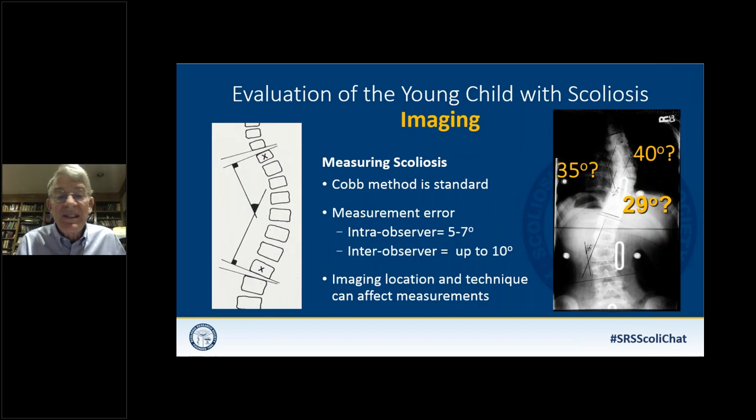And then, as Dr. Vitale talked about, the standard way we measure it is the Cobb method, where a line is drawn along the top of the top vertebra and the bottom of the bottom vertebra, and the angle between them is measured. Please understand that there is substantial error in that, both intra-observer, even if I measure the same x-ray twice, and inter-observer, if one of my colleagues measures it and then I measure it. Even the place the x-ray is taken, from one hospital to another, can sometimes create small variations that are not necessarily truly significant changes in curve size.